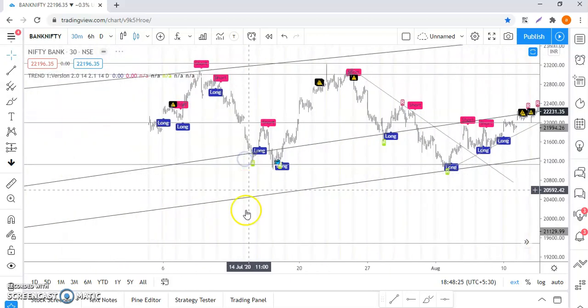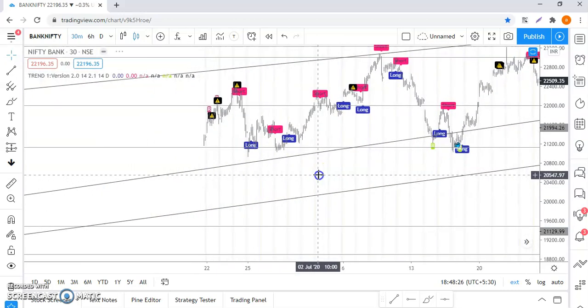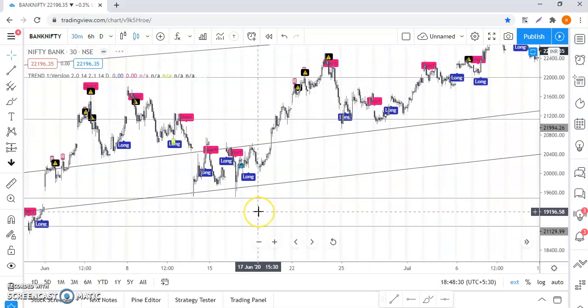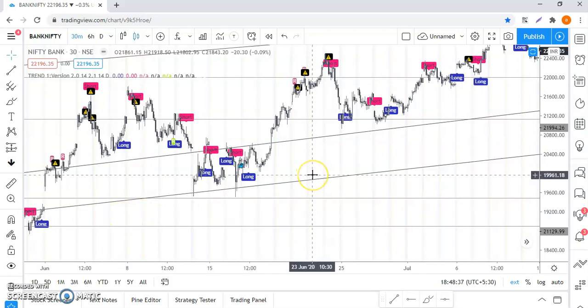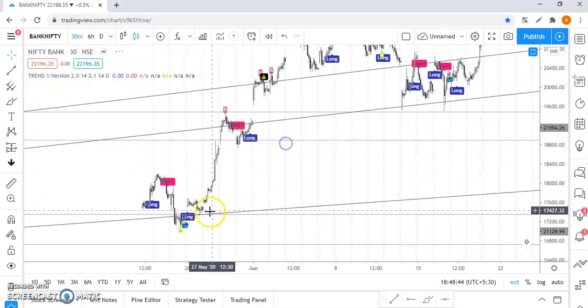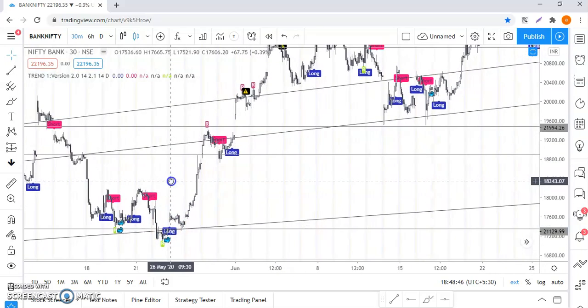Okay, so we are all done with this. So how to trade? The first step is to create support and resistance lines. The second step is to draw appropriate trend lines. The third step, apply this onto your chart. Now just play.